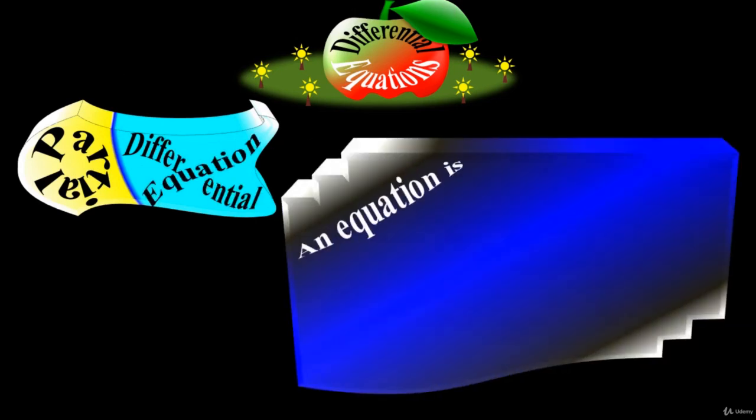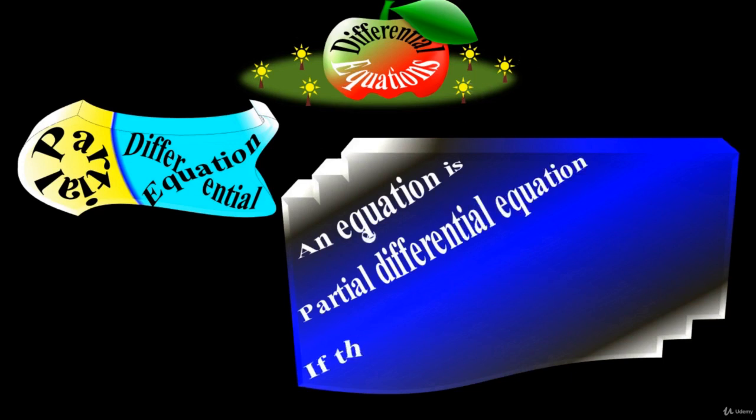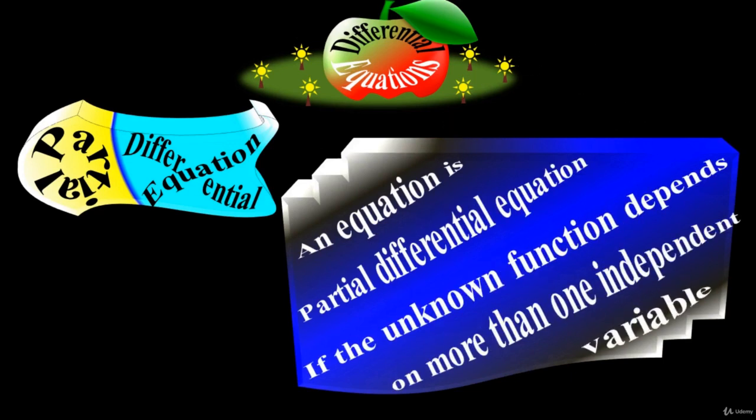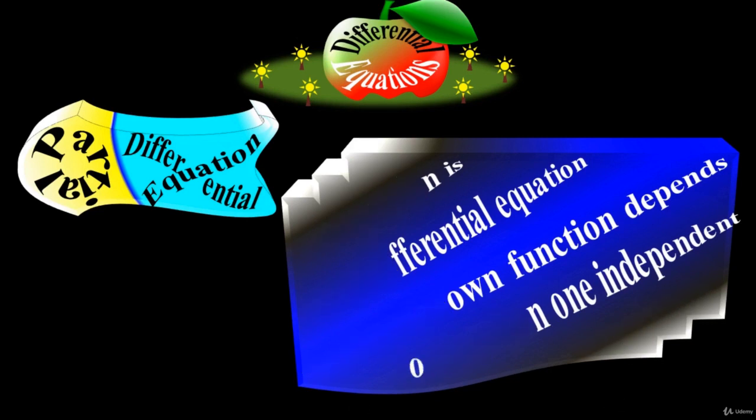Partial differential equation. What is a partial differential equation? An equation is a partial differential equation if the unknown function depends on more than one independent variable. An equation which has more than one independent variable is actually a partial differential equation.